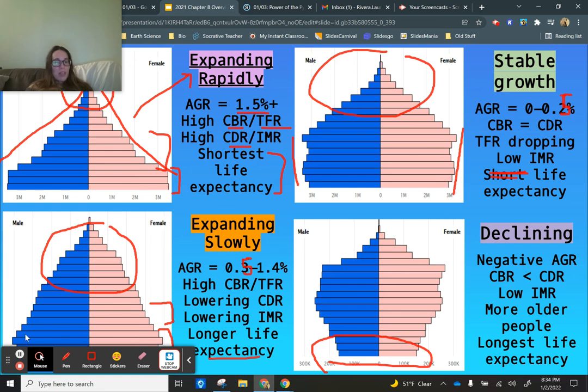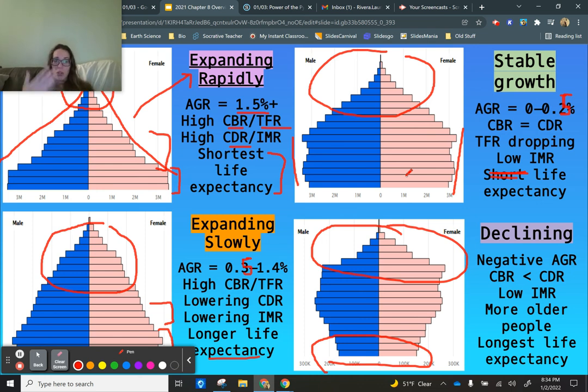Usually we see lots of life expectancy, right? High life expectancy, so lots of post-reproductive. It's just we don't have a lot of babies being born. We've got a lot of old people in our population. So know these four shapes would be my biggest piece of advice, and know a little bit about how they help us to understand a population's growth.